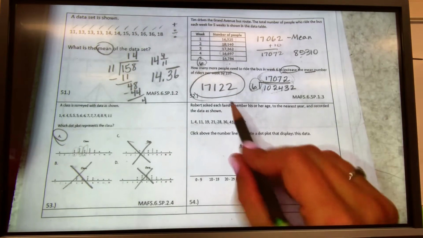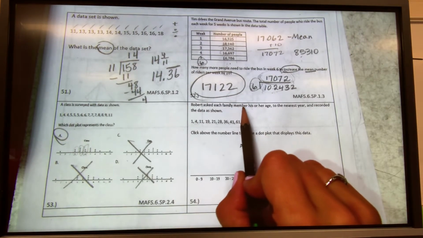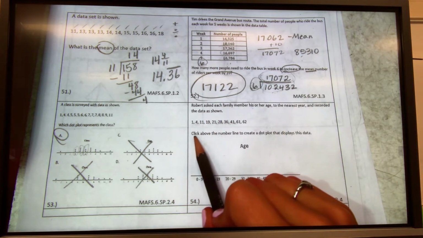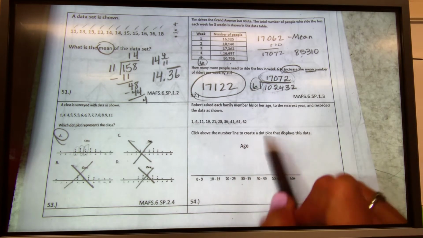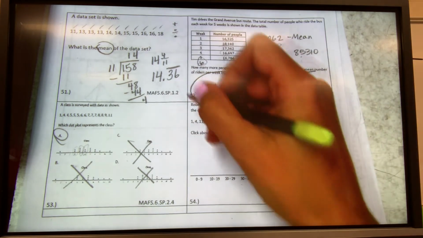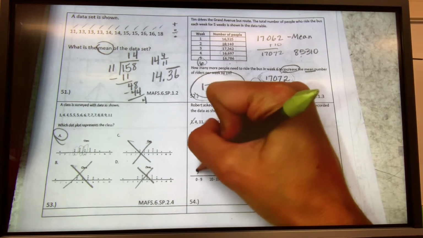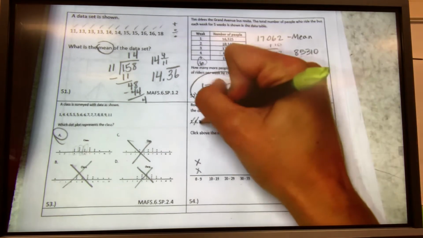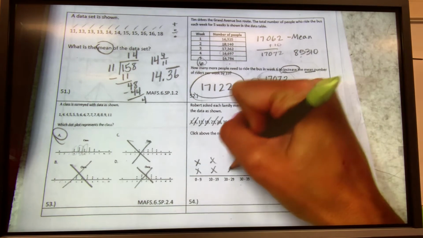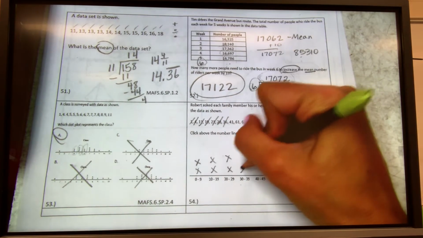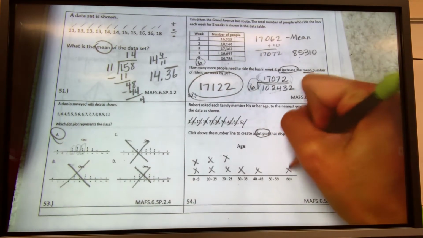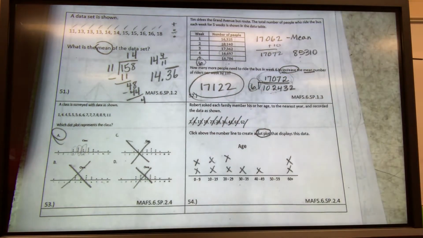Next, Robert asked each family member his or her age to the nearest year and recorded the data shown. Click above the number line to create. Okay, so we're just going to create a dot plot. All right, so we'll start with 1. You can use X's or dots. 4. 11 is going to go here. 19 is going to go here. 21, 28, 36, 41, 60, and 62. Here we go. Pretty simple.